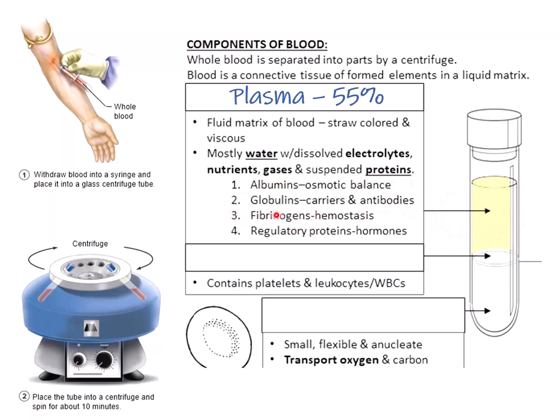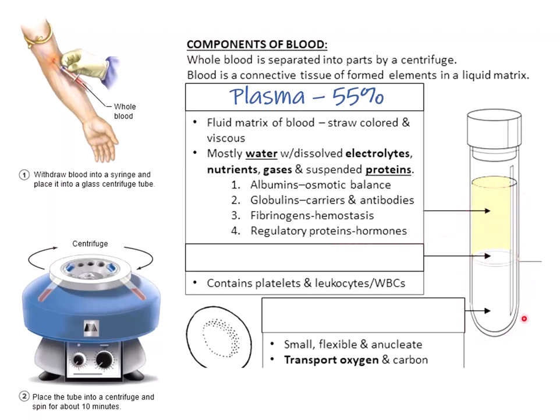Fibrinogens, these are going to be clotting proteins that are circulating in an inactive state, and blood clotting is called hemostasis, and so that's going to prevent us bleeding to death. And then this is also where those regulatory proteins like hormones will also be found in the plasma. So this is going to be the fluid matrix part.